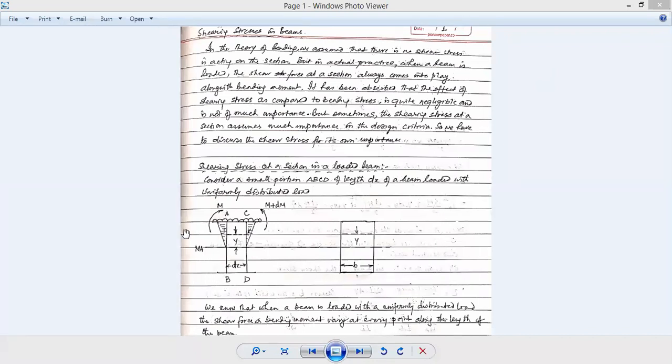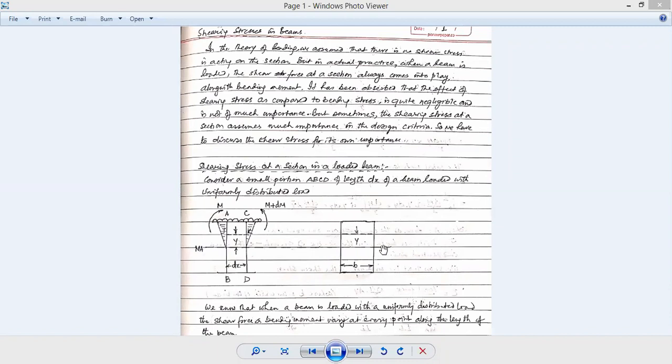We have a beam with a distributed load over it. The distribution is uniform, not non-uniform. It is simply supported at the ends, and we are considering two sections AB and CD, which are an infinitesimal distance dx apart. Now we know that the neutral axis, as it is a rectangular section of the beam, goes through the CG, the centroid of the beam itself.